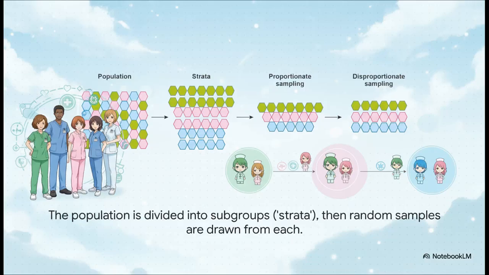But what if you need to make sure you have enough people from different groups? Like you absolutely need a good mix of ICU nurses, pediatric nurses, and ER nurses. Well, that's where stratified random sampling is perfect. First, you split your whole population into these important subgroups. They're called strata. Then you do a simple random sample inside each of those little groups. This way, you guarantee your final sample reflects the real-world diversity of the whole population.